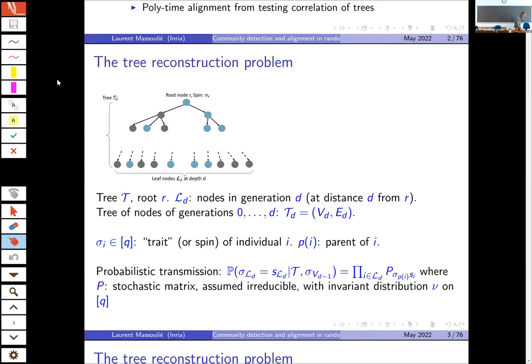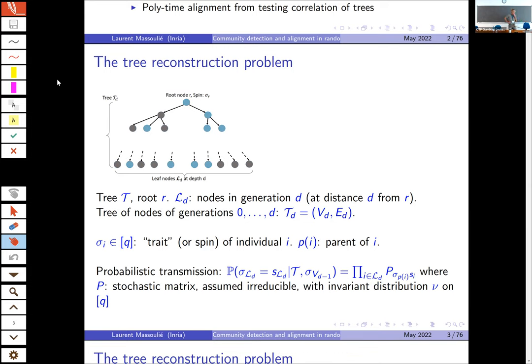All right, so what is the tree reconstruction problem? Well, this is the following thing. Assume you are given a genealogical tree. You have an ancestor, it has its children, and they have their own children, and so on and so forth. Okay, that's the genealogical tree. And then we have some traits that are carried by each of the individuals. So if these were human beings, that could be the colors of their eyes, so blue eyes, brown eyes. We will talk about traits or spins. Since we are in a physics center, this will be mostly spins.